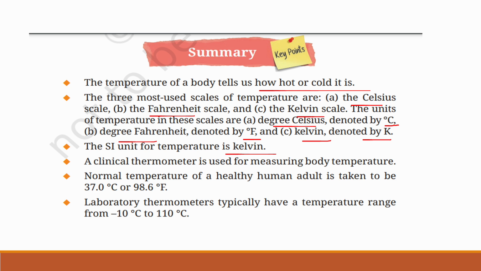A clinical thermometer is used for measuring body temperature. Then, the normal temperature of a healthy human adult is taken to be 37.0 degrees Celsius or 98.6 degrees Fahrenheit. Laboratory thermometers typically have a temperature range from minus 10 degrees Celsius to 110 degrees Celsius.